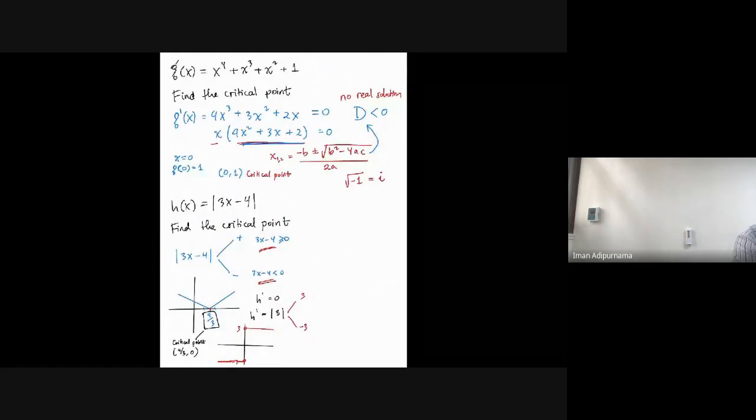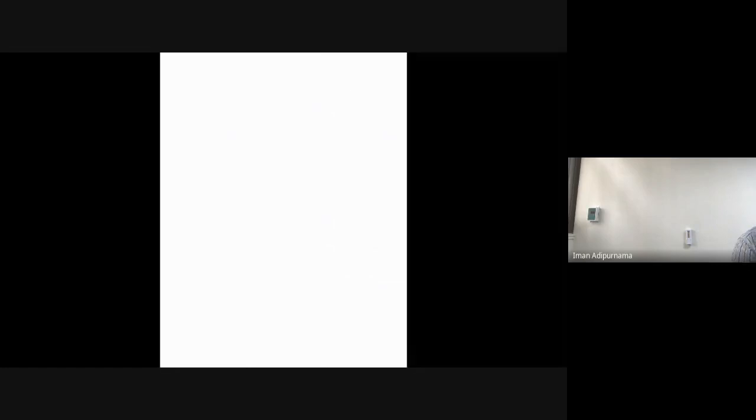Okay, just notes for future reference. If you have absolute value, always remember to think of it as a piecewise defined function. You have the positive one and a negative one. Okay, I will give you one more to give more introduction for the next section.